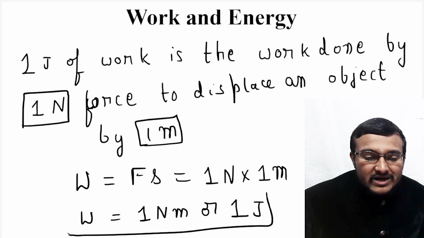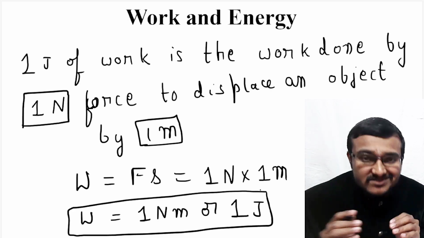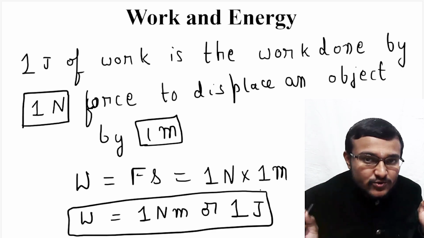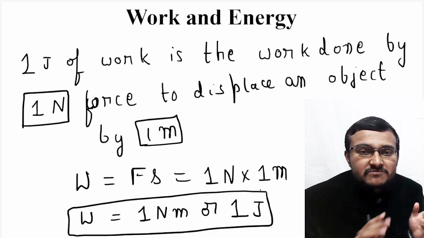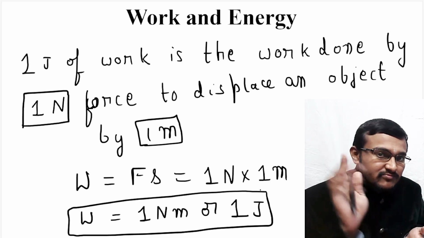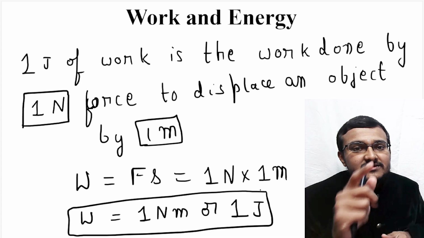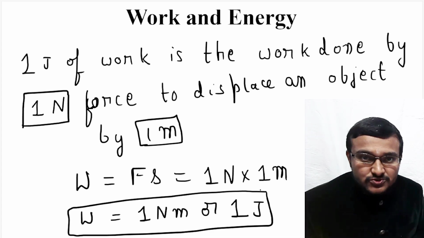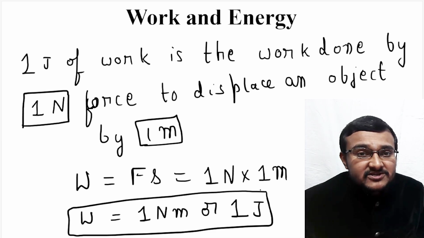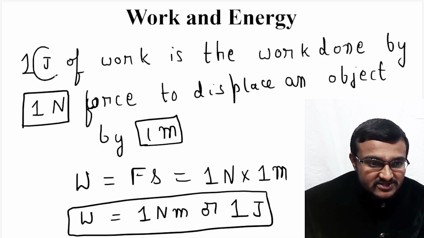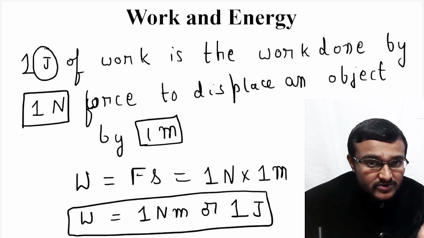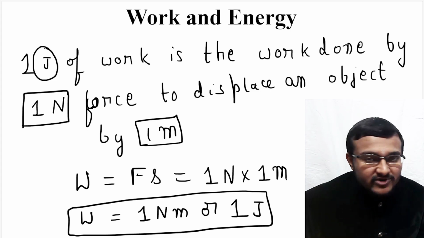So 1 joule of work means it is the work done by 1 Newton force in order to displace an object by 1 meter. If an object is displaced by 1 meter just by putting 1 Newton force, then the work done is 1 joule. This is the definition of 1 joule of work, or simply the definition of joule.